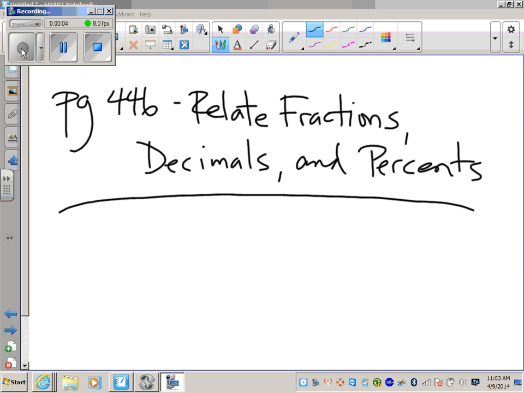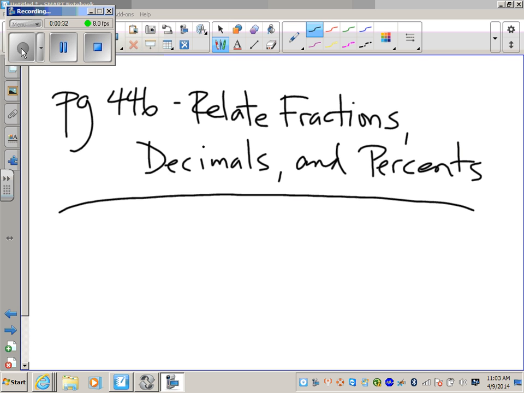Relate fractions, decimals, and percents. There'll be a lot of converting that's going to happen today. And the nice thing is that they all are pretty much the same. Or in other words, we can convert any fraction to a decimal and or a percent.